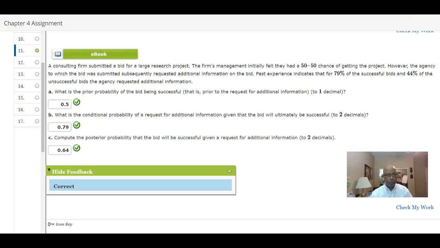We have a firm that submitted a bid for a major research project. Now, management estimates that they have a 50-50 chance of winning the bid for the project. But the agency to which they've submitted the bid has subsequently requested some additional information.